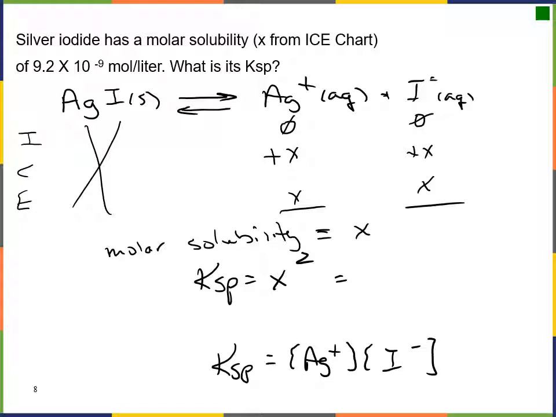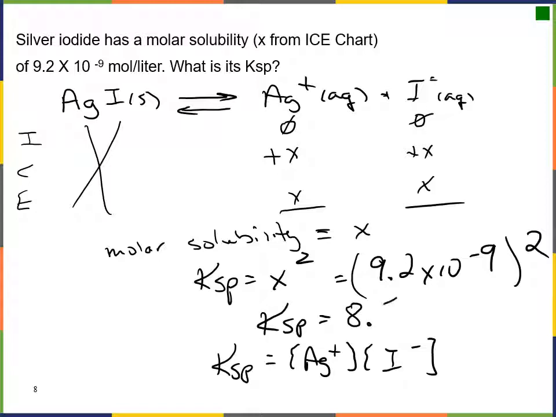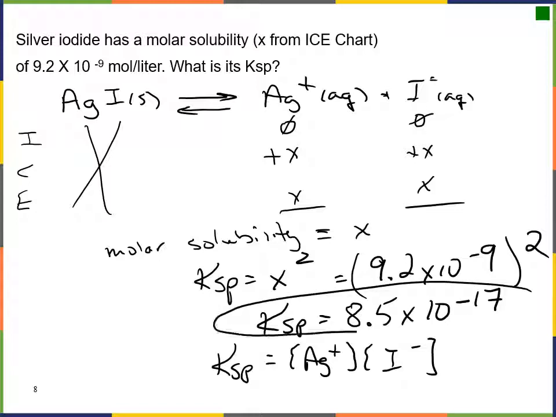So our Ksp is going to be 9.2 times 10 to the minus 9 quantity squared. And when we square that, that is going to give us a value of the Ksp of 8.5 times 10 to the minus 17. All right, molar solubility is the x off your ICE chart.